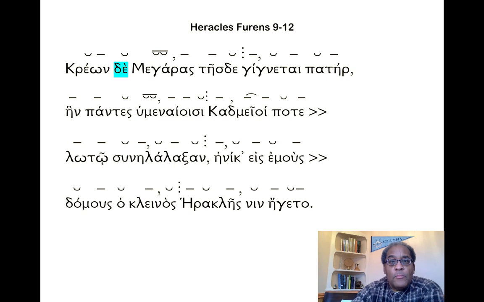So we have: "Kreon de Megaras te de gignetai pater, hen panta hymenaioi se Kadmeoi pote lotoi sunelalaxan henike semus domus, ho klenos Herakles nin egeto."